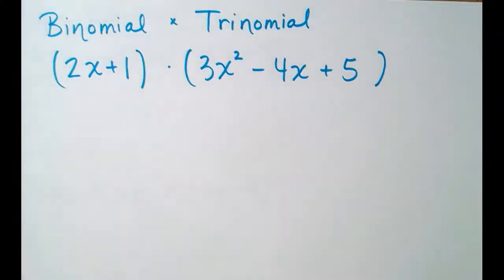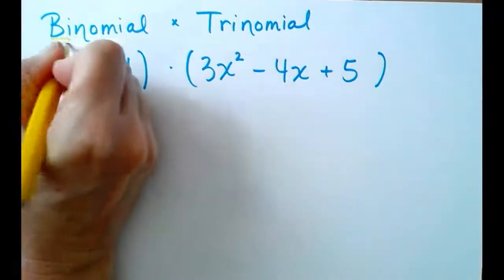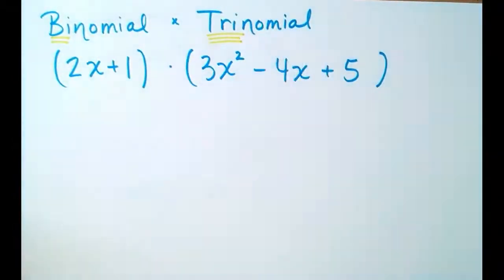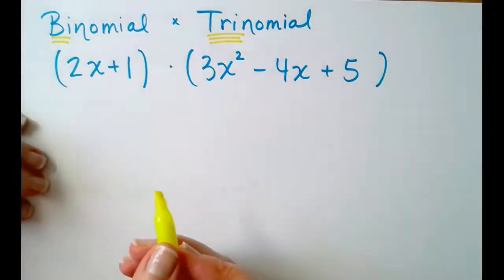This last video for this section is about multiplying a binomial times a trinomial. Of course, a binomial has two terms and a trinomial has three terms. We're still going to be using the distributive property in order to multiply these two polynomials together.